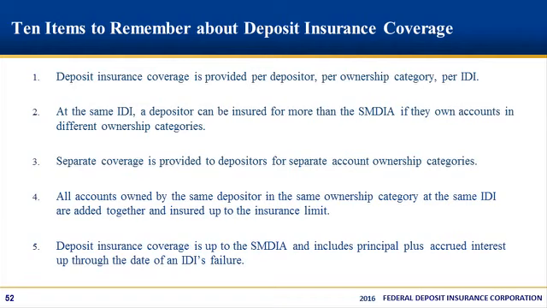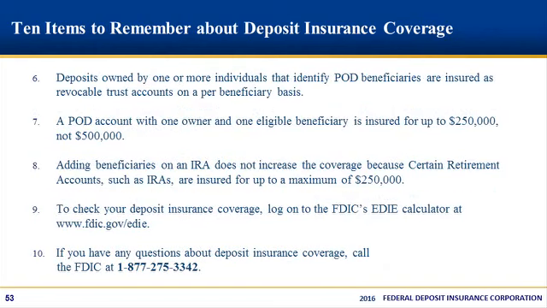Number 5, deposit insurance coverage is up to the SMDIA and includes principal and accrued interest up through the date of the bank's failure. Remember, to be fully insured, the principal and accrued interest combined must not exceed the SMDIA. Number 6, deposits owned by one or more individuals that identify payable and death beneficiaries are insured as revocable trust accounts on a per beneficiary basis.